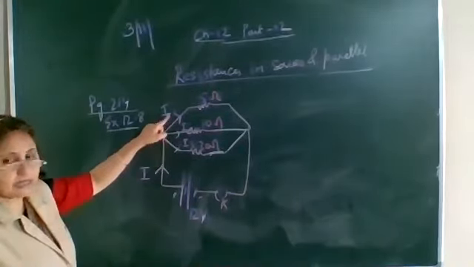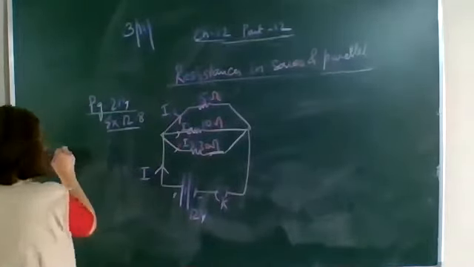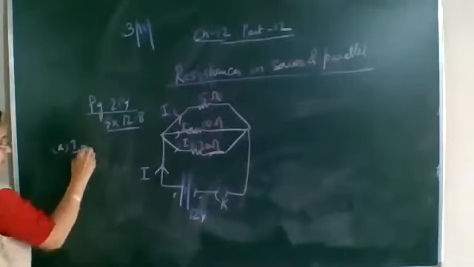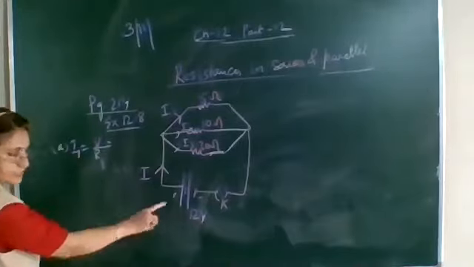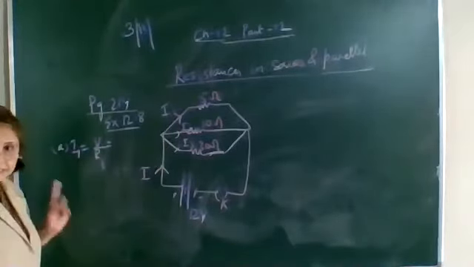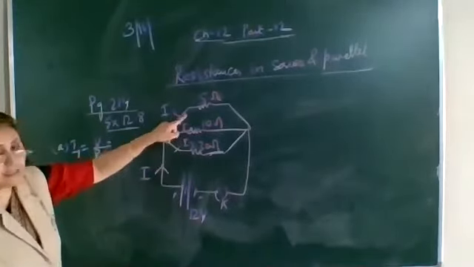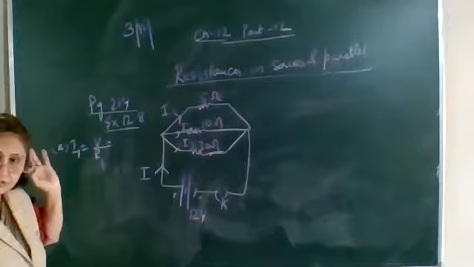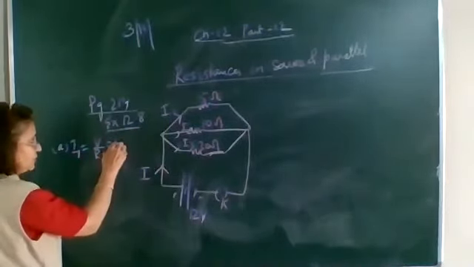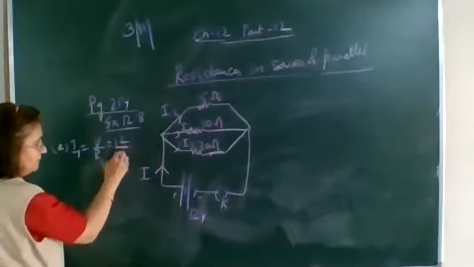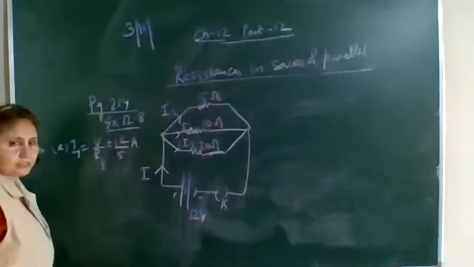I1 is equal to V upon R1 according to Ohm's law. Now each resistor is getting the same potential difference. Why? Because they are connected in parallel. So each one is getting a 12 volt potential difference. Across each resistor the potential difference is 12 volt. So across 5 ohm also it is 12 volt, and R1 is 5 ohm. So I1 is 12 upon 5 amperes.